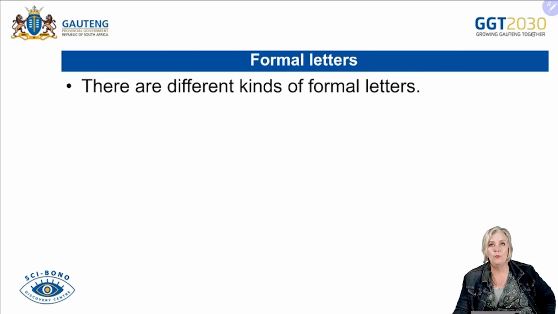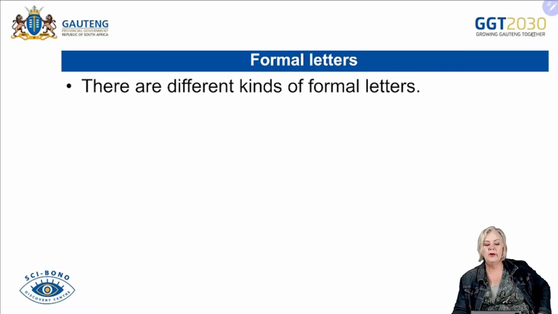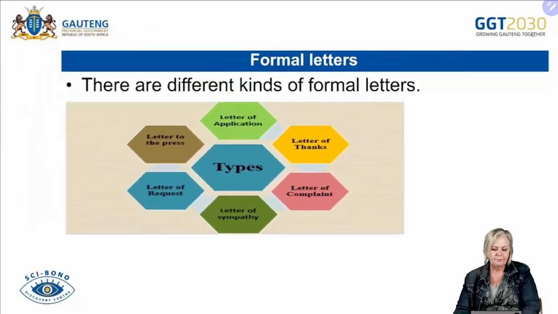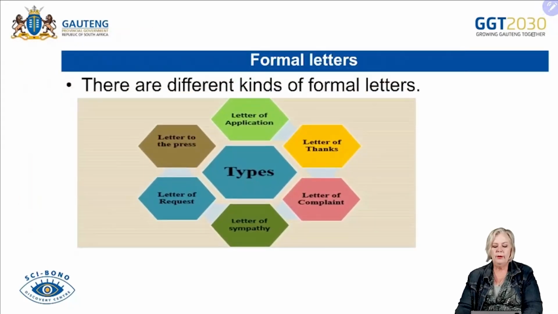Let's take a look at formal letters. There are different kinds of formal letters, not only 3. There are actually more. So let's see. Let's start with the green one right at the top. Letter of application. If you want to apply for a job, you might use that one. A letter of thanks. You visited friends or family, or you had a matric farewell and you would like to thank the committee for the wonderful matric farewell that you had. A letter of complaint. If you want to complain about a service or a product or something, then you would use the letter of complaint.